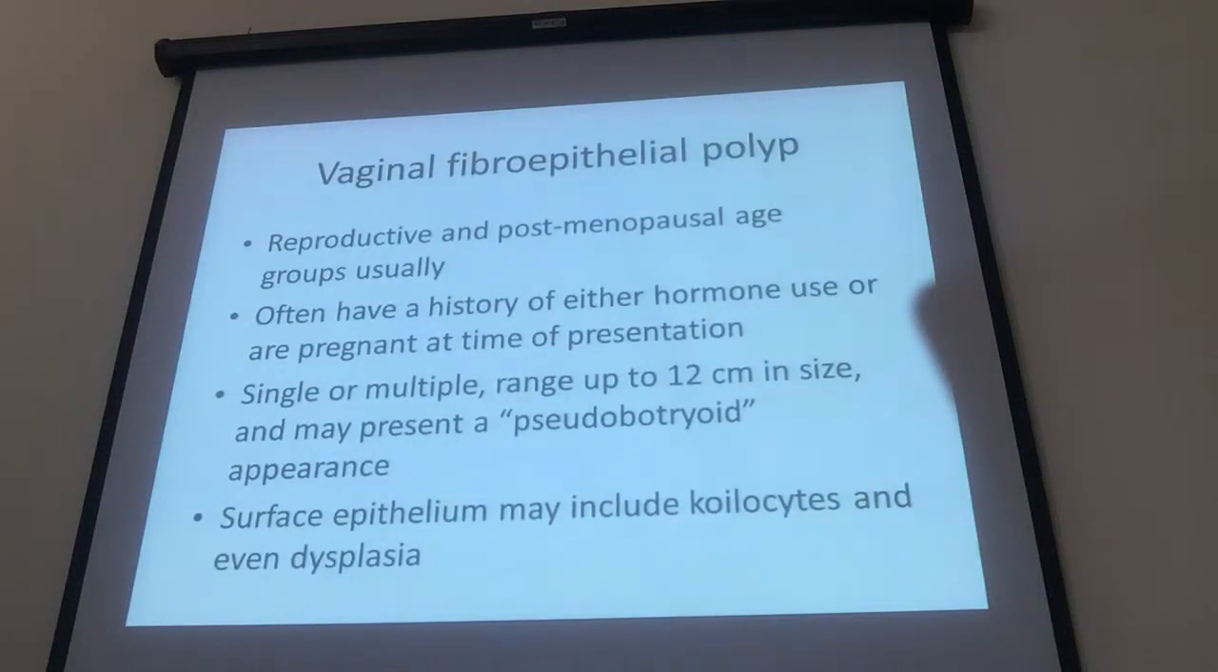Fibroepithelial polyps in the vagina can be quite interesting compared to fibroepithelial polyps elsewhere. These are usually adults. Many of them have a history of some hormonal change, pregnancy or birth control pills or something. And they can become fairly large, so they can look a little bit like botryoid sarcoma. And they may even have surface atypia or dysplasia or ulceration, so they can begin to become concerning.